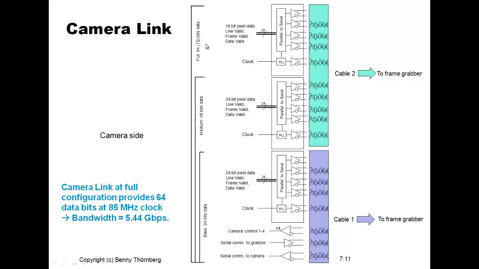And as I said, Camera Link at full configuration provides 64 data bits at an 85 megahertz clock, and this ends up at a total bandwidth of 5.44 gigabits per second. And this Camera Link standard is common in industry for machine vision applications and automation.